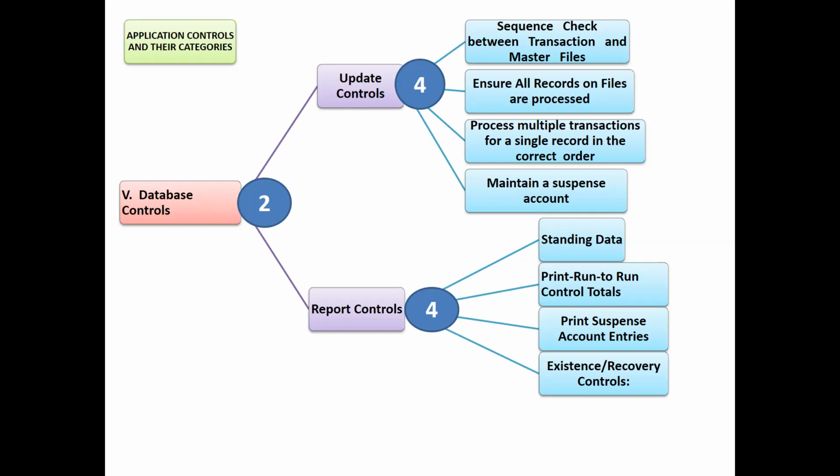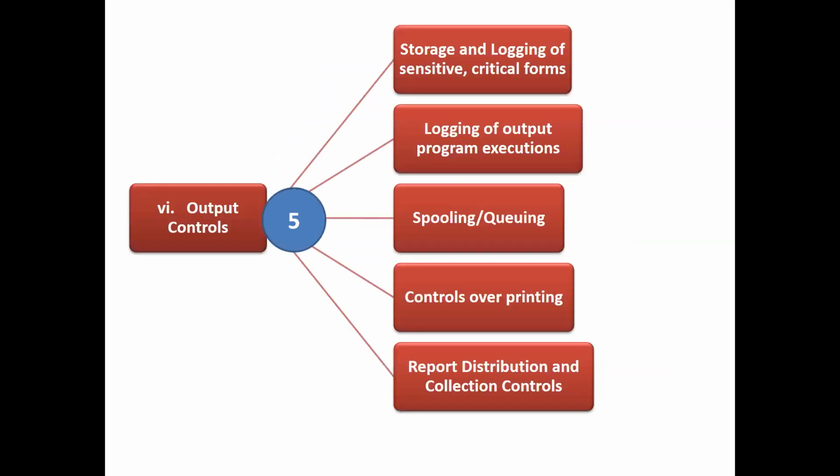You have to ensure. Existence or recovery control. What is existence or recovery control? In case of any disaster, BCP, business continuity plan, or DRP, disaster recovery plan. There should be BCP and DRP, which should be implemented. That is what is existence. Recovery: during the time of disaster, you should be able to recover from the backed up devices. So these are all the database controls.